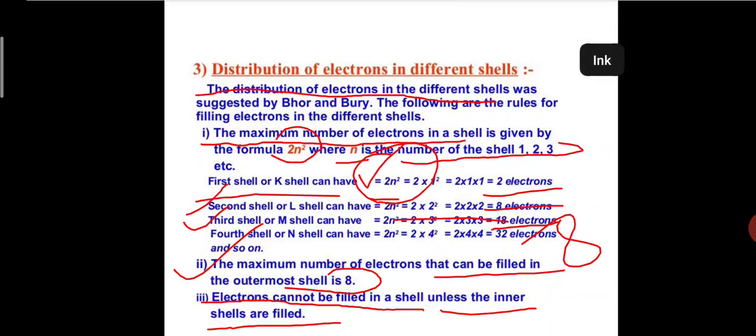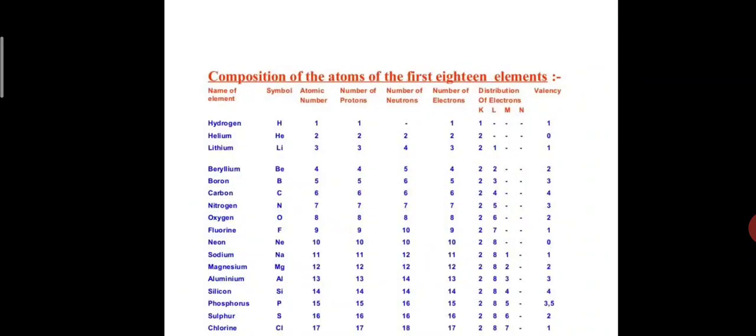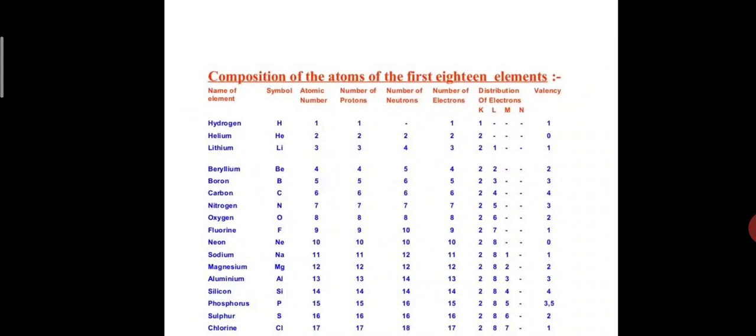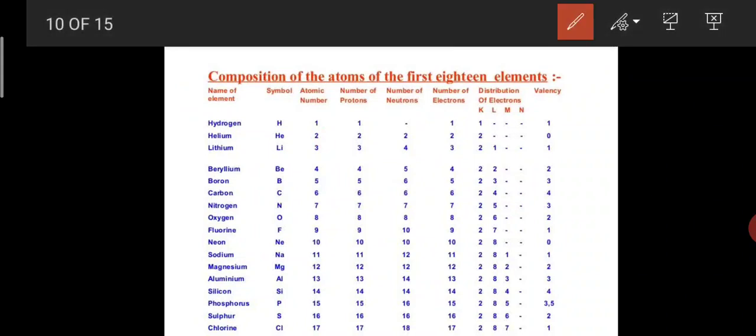You can see this table also: the composition of the atoms of the first 18 elements. This table shows an interesting property of the atom. If we talk about neon, you can see that neon has 2 electrons in the K shell.